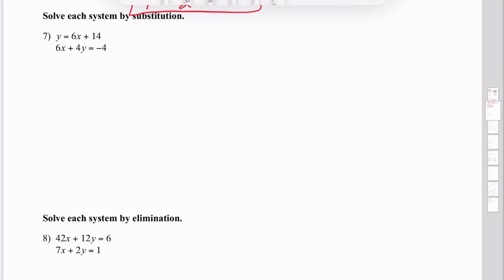Question 7, solve by using the substitution method. So luckily the first equation is already in terms of y. So wherever we see a y in the second equation, that's where we're going to plug in the 6x plus 14, like this. It goes right in there, and then you're just going to copy the rest of that second equation down, and you're just going to solve for x.